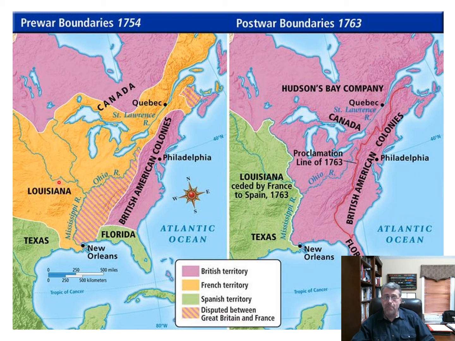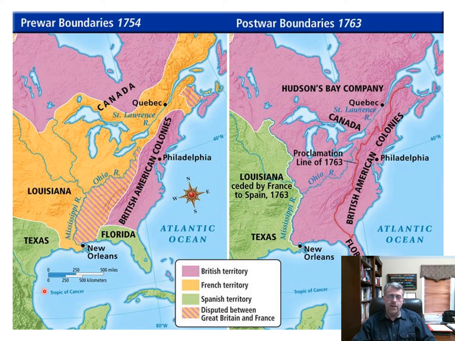So again, on the map, England and France claim vast territories, but no one's really living out here. All the French settlements are along the St. Lawrence River, the Great Lakes, and the Mississippi River. All the British settlements are along the East Coast here. So you have to be careful when you're looking at maps. A lot of times the map suggests that there's a lot more going on here than there really is.